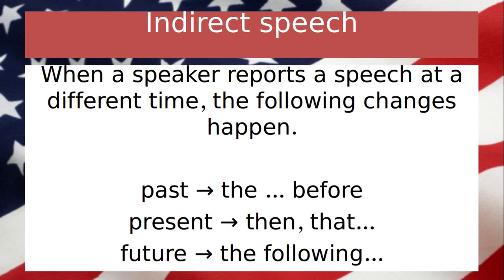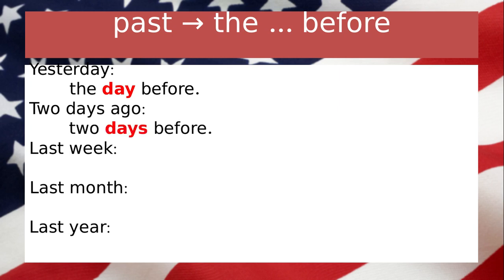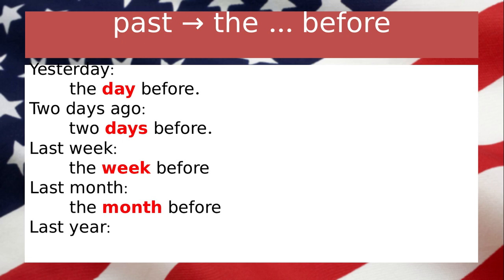When a speaker reports a speech at a different time, the following changes happen. Past becomes the blank before, present becomes then or that, future becomes the following. So instead of saying yesterday, you say the day before, 2 days ago, 2 days before, last week, the week before, last month, the month before, last year, the year before.